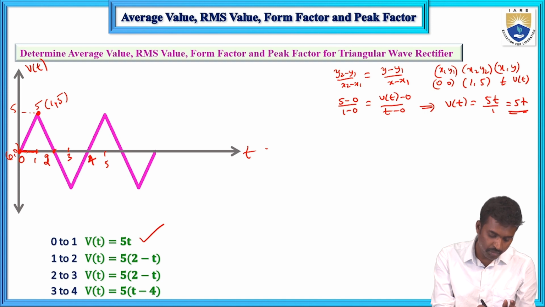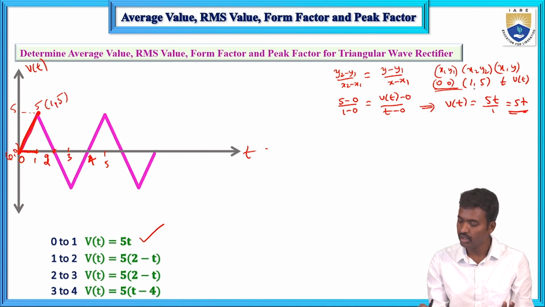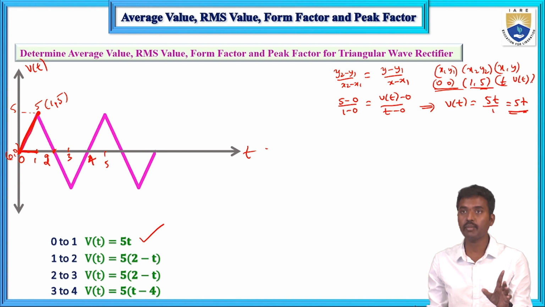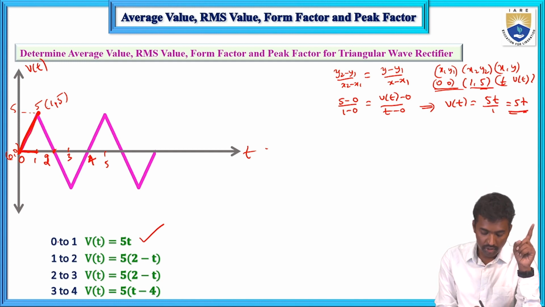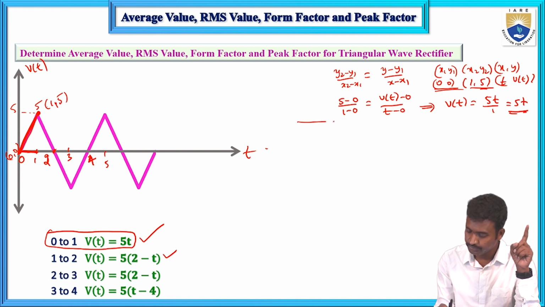So between the limits 0 to 1, the straight line passes through these two points, 0 comma 0 and 1 comma 5, where the x-axis is the time axis and the y-axis is the voltage axis, that is t. Now this portion is completed. Next, the second one.